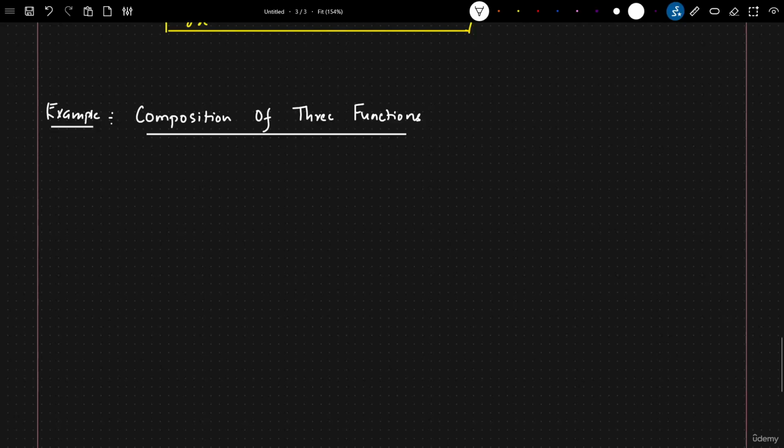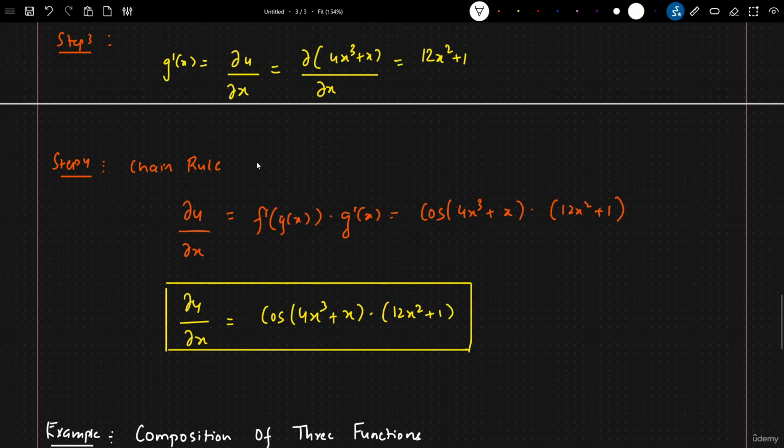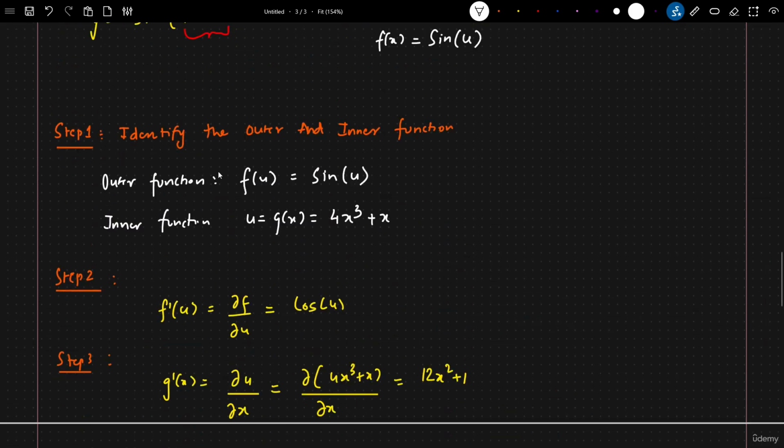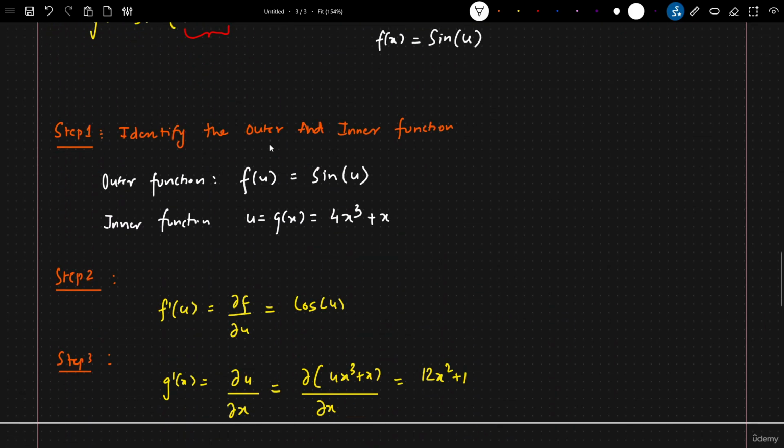Hello guys, so we are going to continue the discussion with respect to chain rule of derivatives. In this video, we are going to see the composition of three functions, okay? When we discussed composite functions, the examples that we already took in our previous video were with respect to two functions. One was an outer function and one was an inner function.